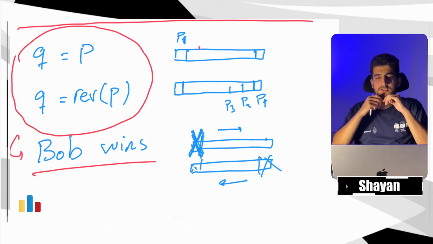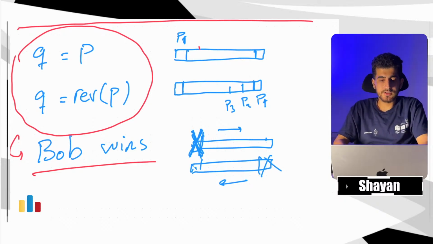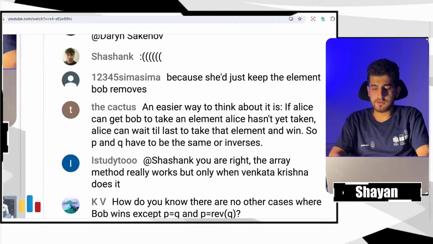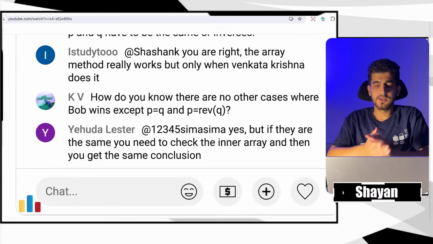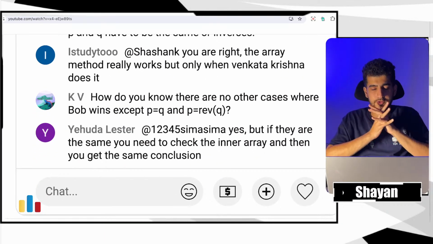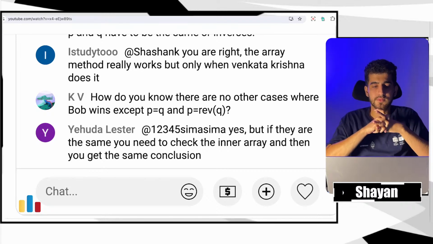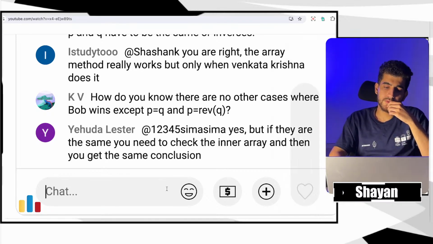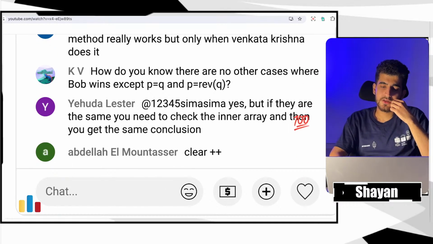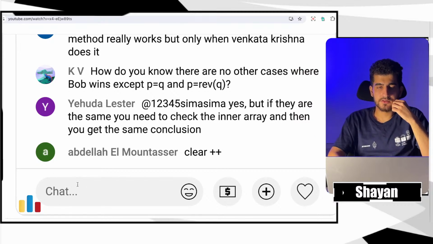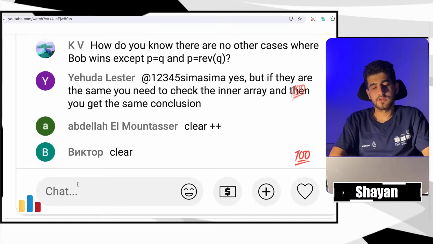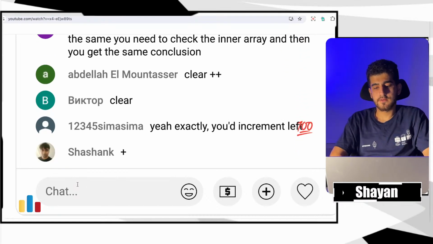Okay, so now is this case also clear? Let me get back to chats. If it is clear for you, please use this emoji or put a plus in the chats. If it is not clear, you can tell me to explain it again.